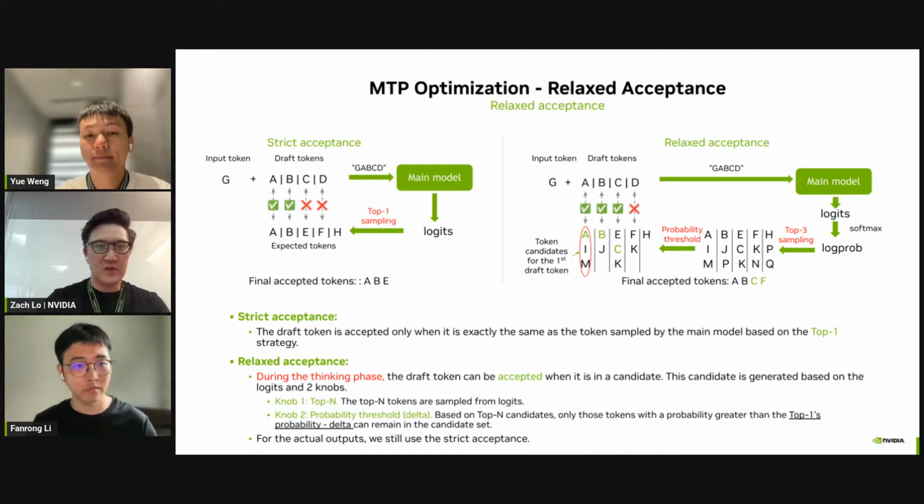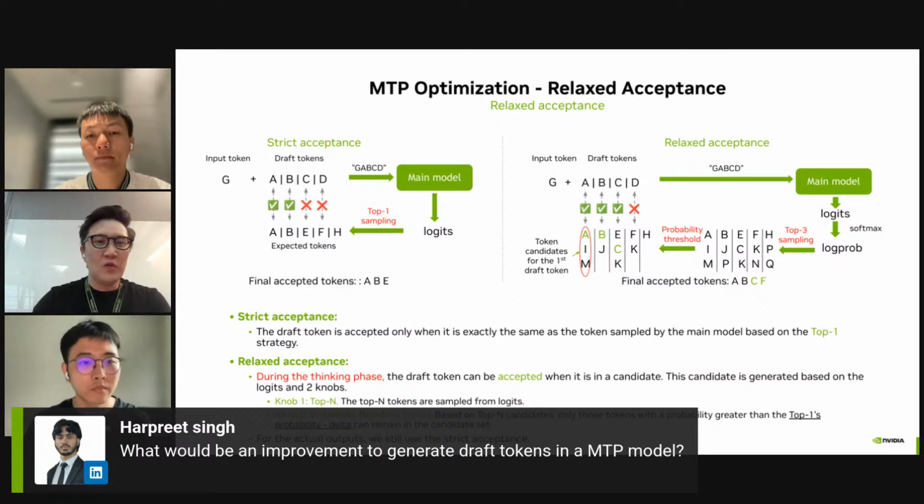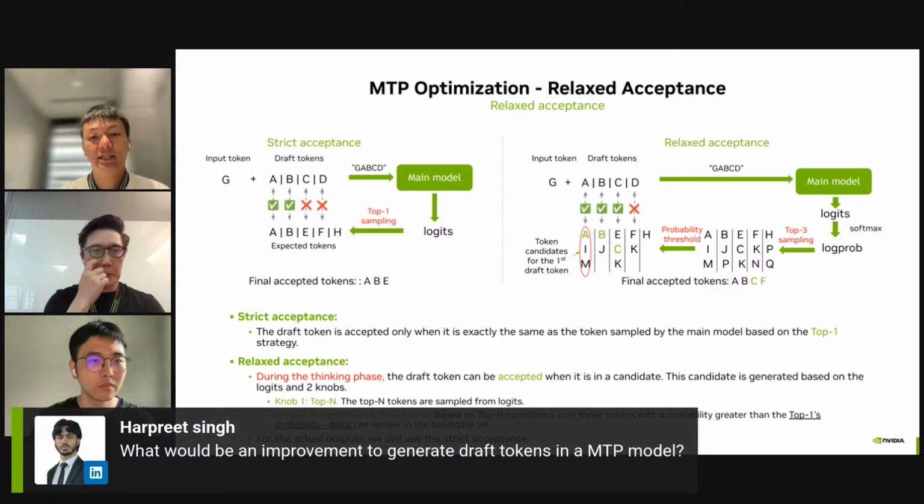And one more question. What would be an improvement to generate draft tokens in an MTP model? I hope I understand your question clearly. In my understanding, you might be asking about a comparison with MTP vanilla. I think the improvement is that the MTP Eagle module will generate higher quality draft tokens, because we get this conclusion from the acceptance rate.